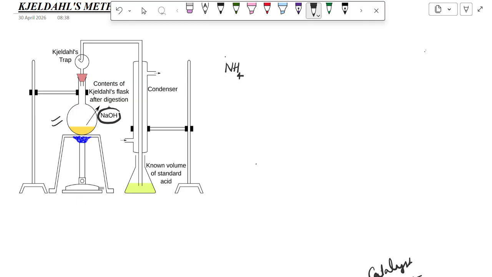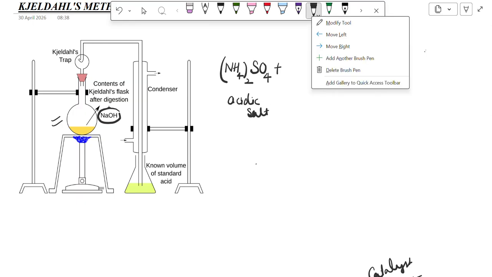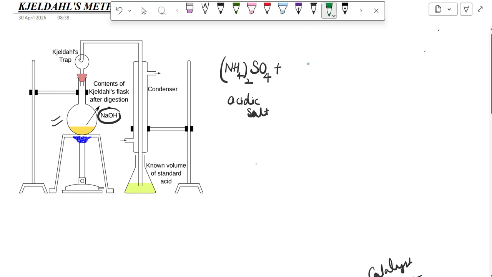ammonium sulfate is a salt of a strong acid, H2SO4, and a weak base. So basically it is an acidic salt. So when this acidic salt reacts with NaOH, means a base, it produces ammonia, NH3.